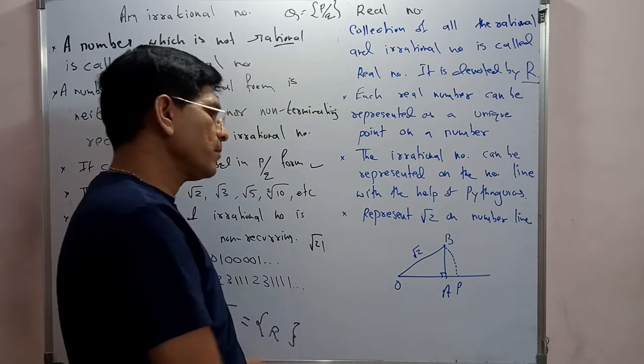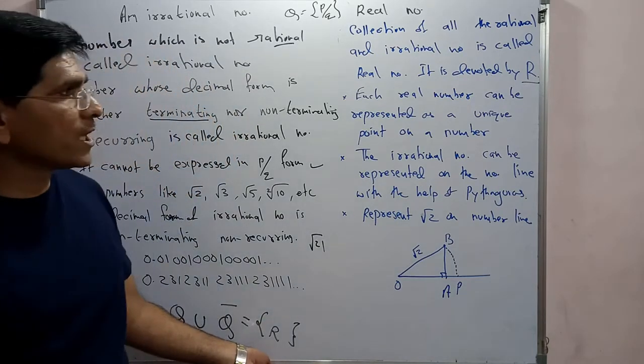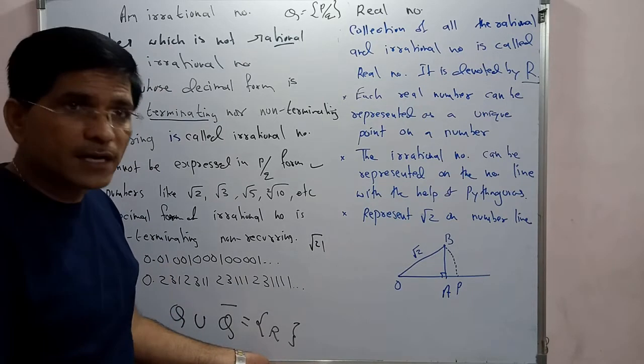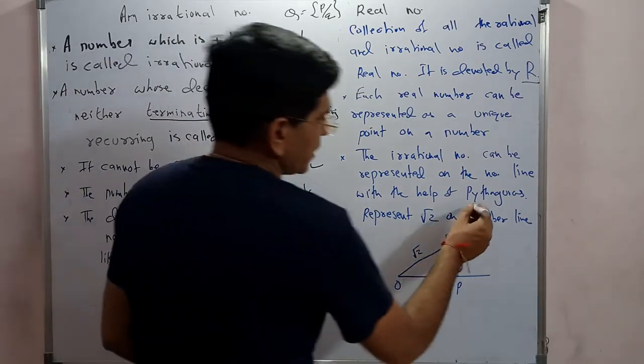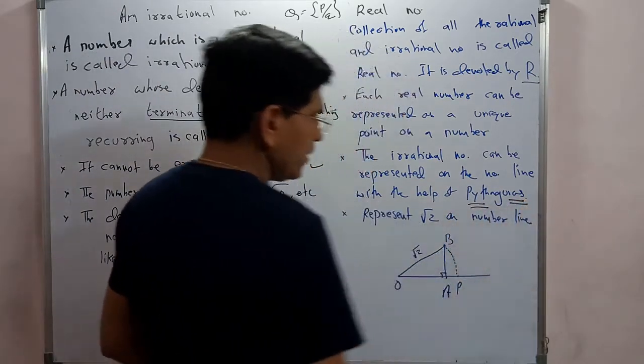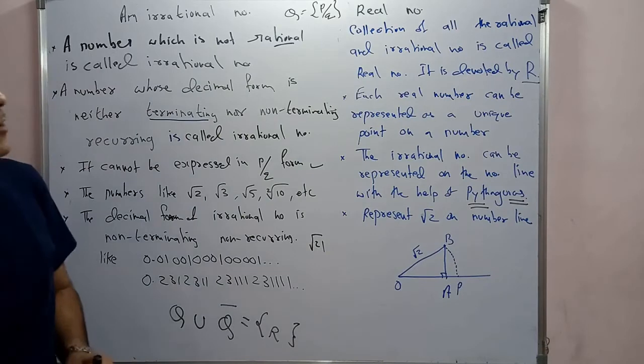So हम number line सीखते हैं, or if we want to represent irrational number on number line, we have to remember the one great mathematician, that is Pythagoras. We have to remember the Pythagoras.